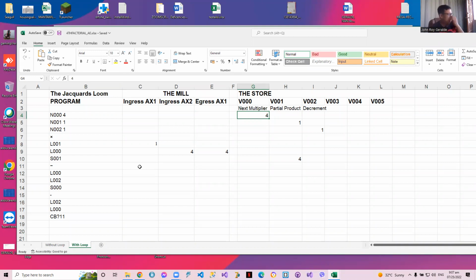Do you follow? Okay. We are here at 4. Next, we'll have a minus. Okay. So minus L00. What's L00? That's 4. Right? It's 4 still. And then L002. What's L002? It's 1. So what's the result of the egress axis? Anyone? What will be this value?